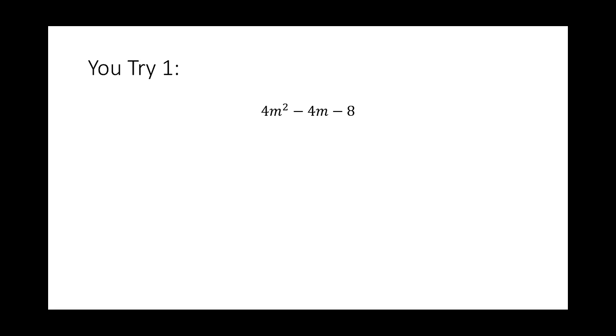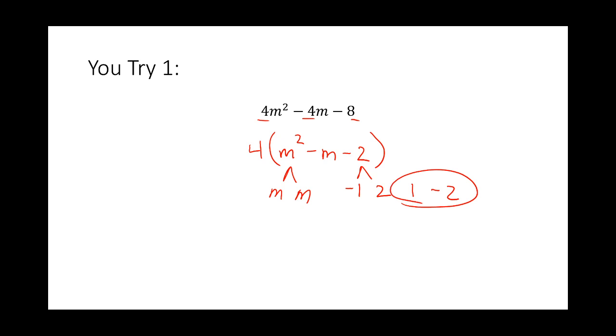Now that you've done that, let's try it together. So it looks like these are all divisible by 4, so I'll take a 4 out of everything. That leaves me with m squared minus m minus 2. This m squared is going to become m times m. This negative 2 is going to become either negative 1 and positive 2, or 1 and negative 2. I want to find the one that adds up to -1.